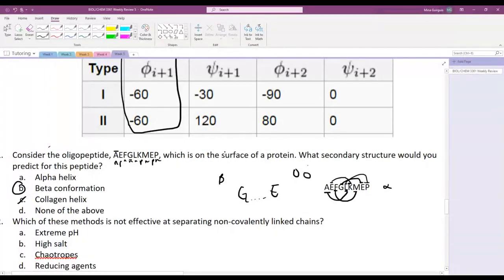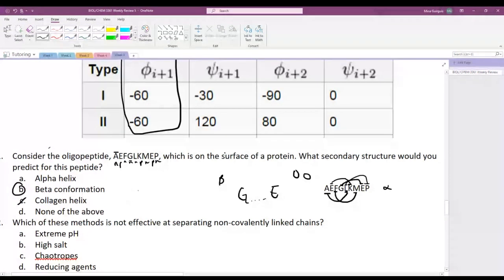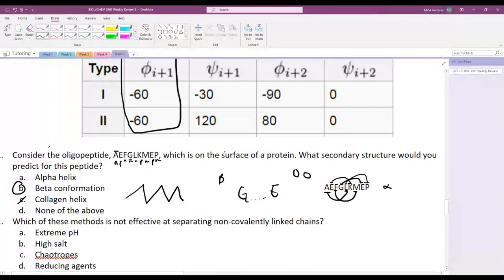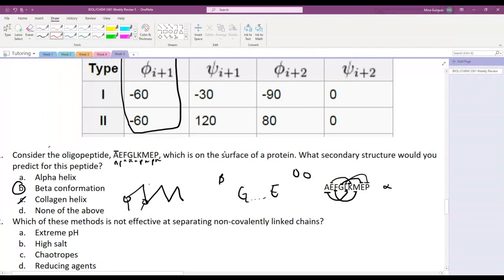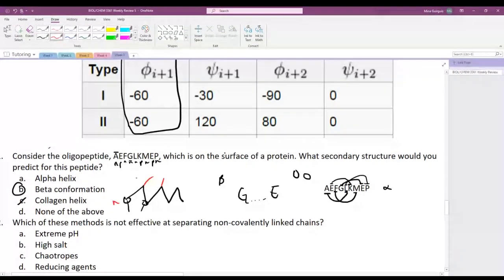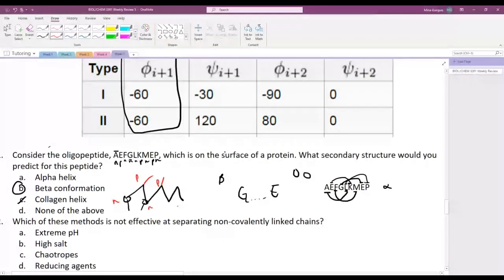That's not very stable, all right? Whereas with this oligopeptide, with a beta conformation, the reason we like the non-polar, polar pattern is because these guys can interact a little bit with their R groups. I should have drawn those in different colors. So what we see here is non-polar, polar, non-polar, polar, and so on.